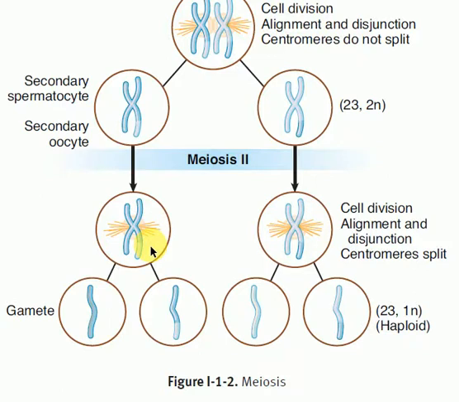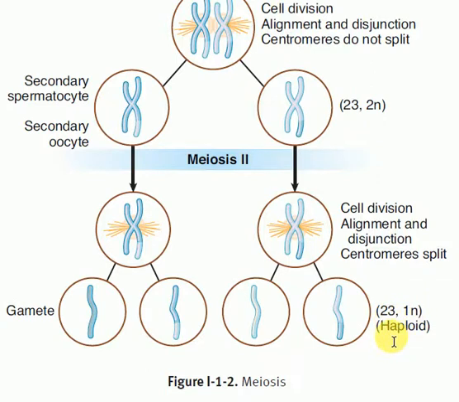Now these two daughter cells will undergo the second meiotic division, and as you can see, what happens in the second meiotic division is that the centromere splits. The chromatids separate, and each chromatid, or each strand of DNA, goes into a separate cell. This one chromatid goes into this cell, the other chromatid goes into the other cell. And similarly, this is what happens in the second daughter cell.